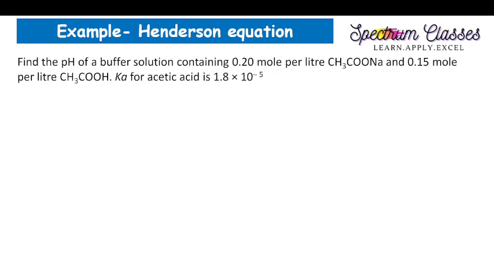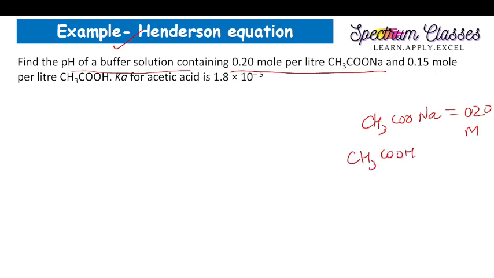So here you can see the example of this Henderson equation. Find the pH of the buffer solution containing this many moles per liter of CH3COONa. So here CH3COONa is the salt and its concentration is equal to 0.20 molar, and the CH3COOH is equal to 0.15 molar. Fine. So this is the composition of our buffer solution. And the Ka value is equal to this much.